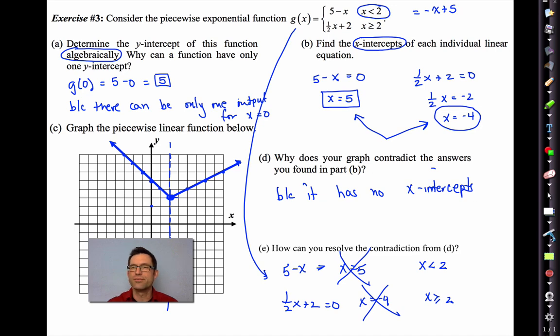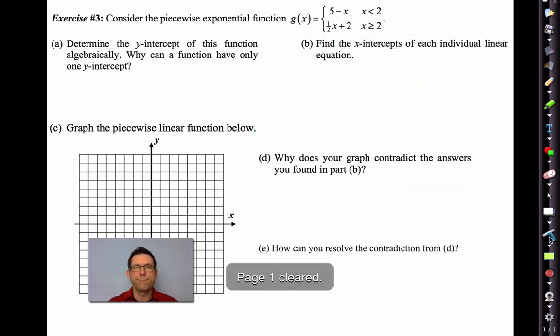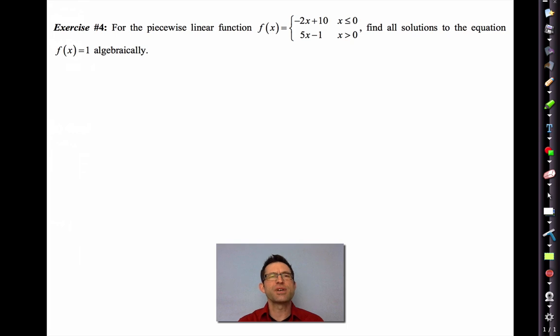Okay, here we go. Exercise 4. For the piecewise linear function f of x, find all solutions to the equation f of x equals 1 algebraically. So in other words, I want to know all the x values where the output, the y value, is 1. So see if you can do that.